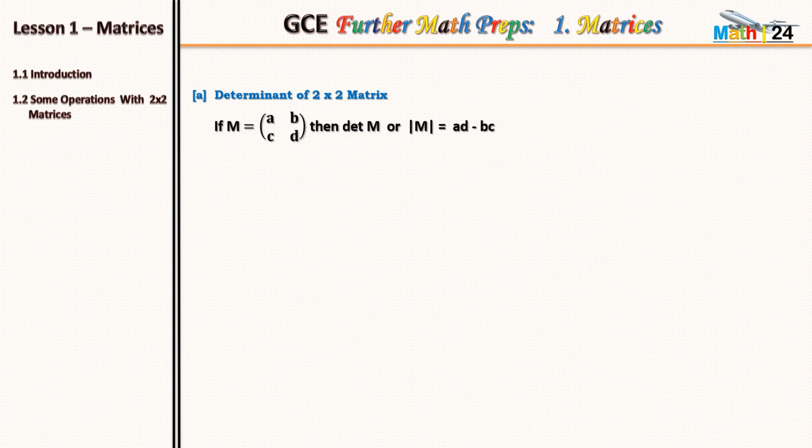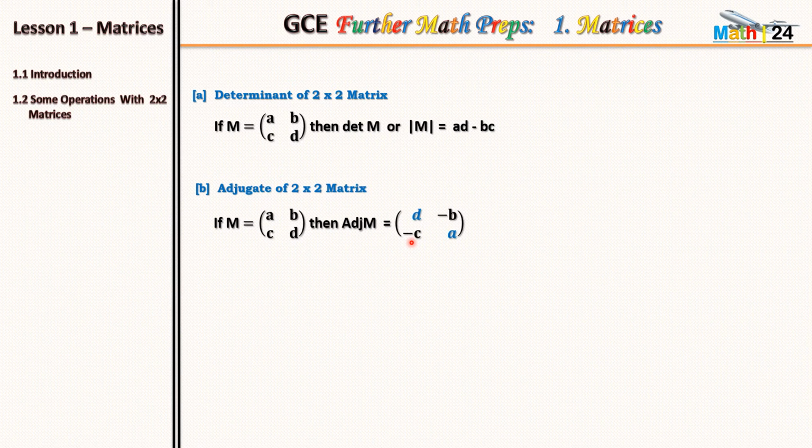Now let's look at some operations with 2 by 2 matrices. The determinant of a 2 by 2 matrix M with entries a, b, c, d is denoted by |M| or det M, where det M is the product of the leading diagonal entries minus the product of the off or reverse diagonal entries. The adjugate of a 2 by 2 matrix is obtained by swapping the entries along the leading diagonal and changing the signs in front of the off diagonal entries. So we swap a and d, and we change the signs in front of c and b.